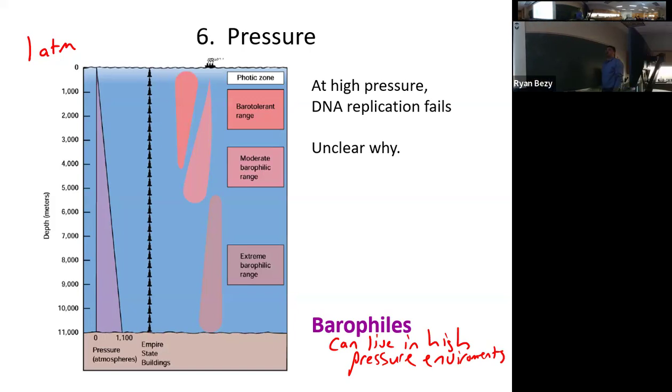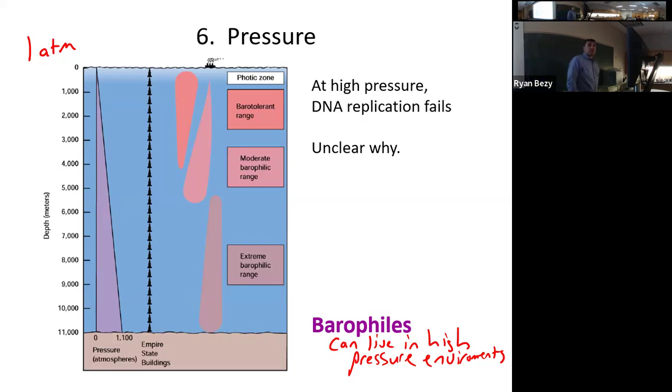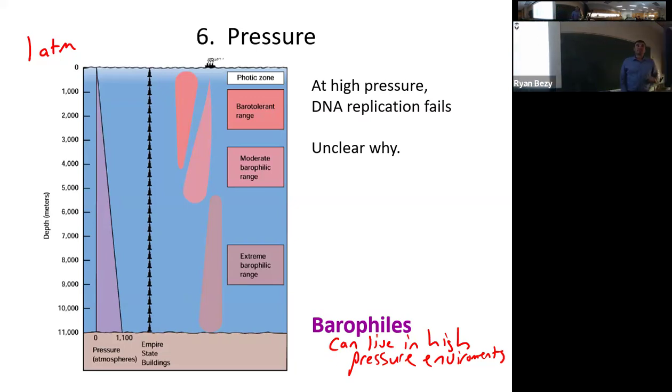Barophilic organisms have special adaptations to survive under high pressure environments. And in some cases, we don't even know what they are. Actually, one of the main problems with high pressure in non-barophiles, organisms that are not barophilic, is that it causes DNA replication to fail. And we don't know why. So you take an organism that's used to living at 1 atmosphere of pressure, you put it under higher pressure, and DNA replication doesn't work properly inside its cells. Cells can't go through DNA replication, can't grow, can't divide, for instance. And they don't know why.